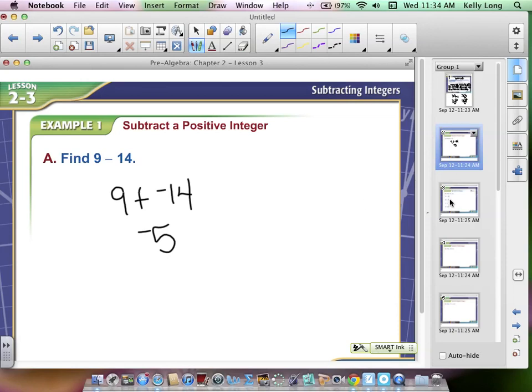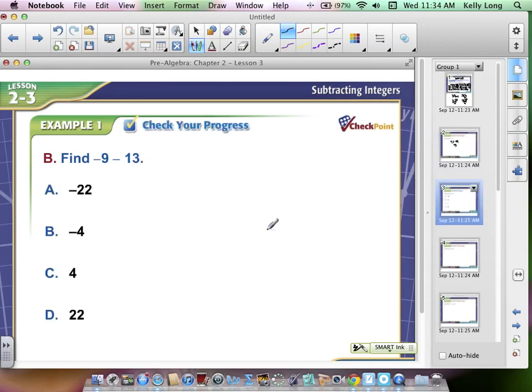Okay? Here we go. Next one. Negative 9 minus 13. All right, here we go. Make it an addition problem. Negative 9 plus, right now it's a positive 13, so I'm going to make that a negative 13. I'm adding with like signs now, so what do we do? You just add and keep the sign. 13 plus 9, if you're not sure, you can always work it out over on the side, is 22.